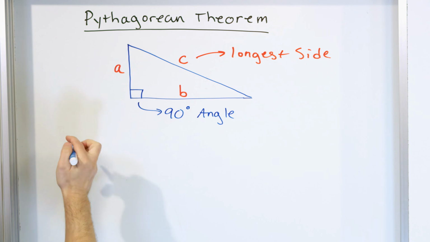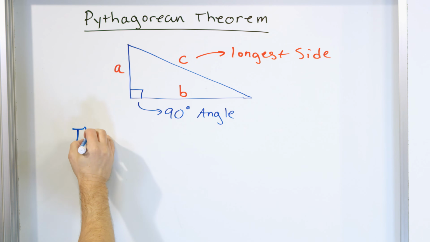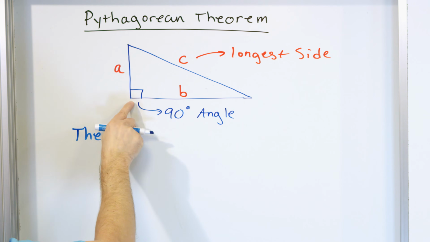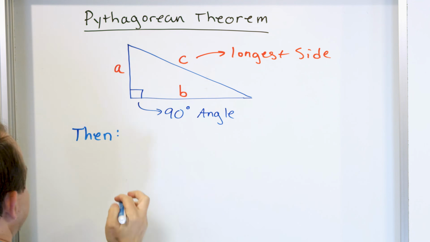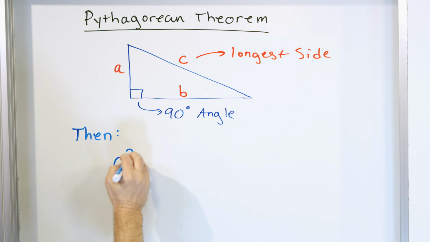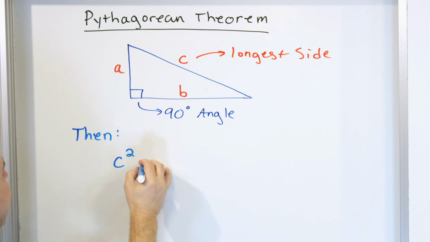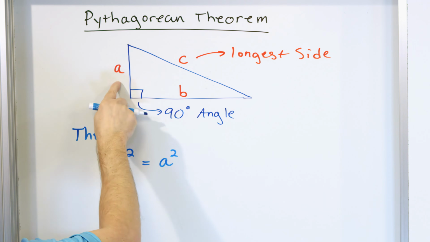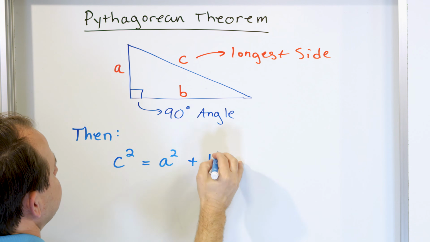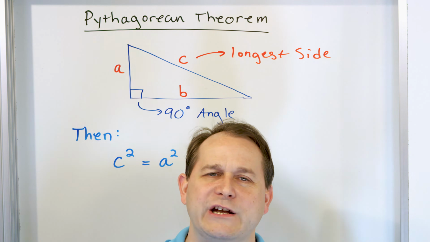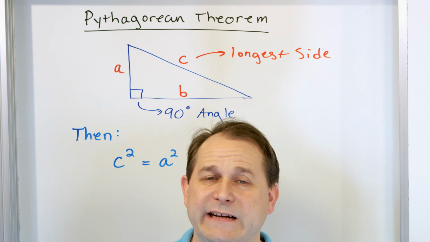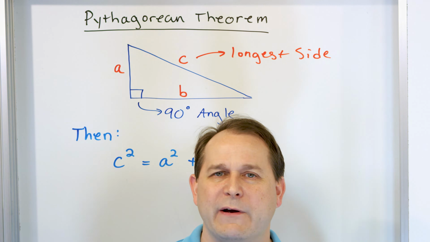All right, so the Pythagorean theorem basically says that if you have a right triangle, a triangle with a 90-degree angle, and the longest side is labeled C, then the square of that side is equal to the square of the other side plus the square of the third side. So c squared is equal to a squared plus b squared. One of the most famous formulas. I know you've probably seen it. If you haven't seen it, that's okay too. We're going to go from the very basics here.